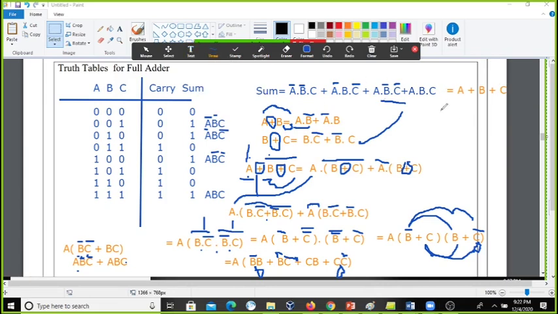Probably this simplification you don't need to remember, but you must know that the sum of the full adder is equal to A exclusive-OR B exclusive-OR C. Sum of the half adder is A exclusive-OR B only, but the full adder has 3 inputs, therefore the sum is equal to A exclusive-OR B exclusive-OR C. Half adder it is only A exclusive-OR B. Is that clear? Yes, sir. That is the sum.